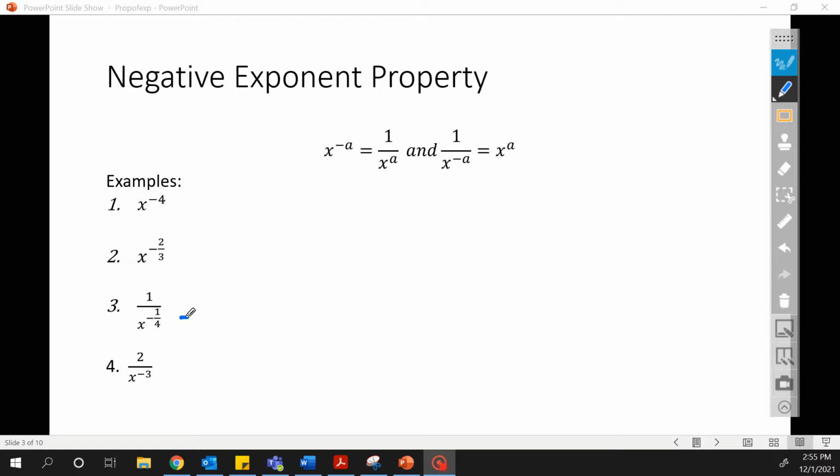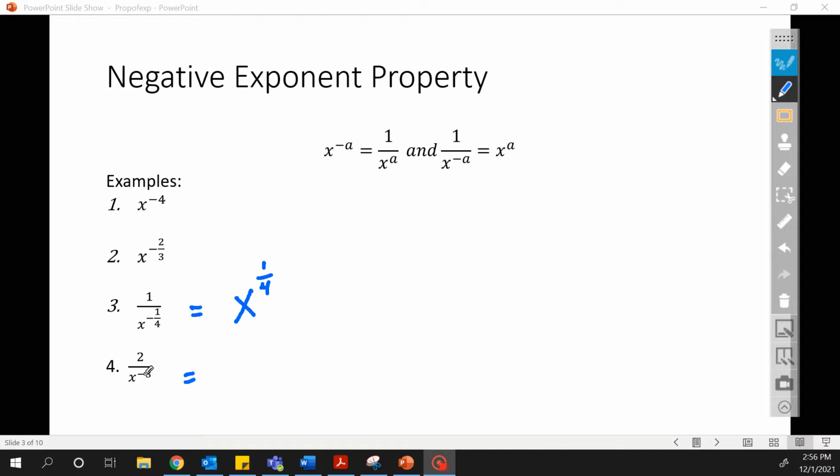For number 3, 1 over x to the negative 1/4 power. Well, this is in the denominator, but it has a negative exponent. So if I want to make it positive, I need to bring it up to the numerator. So x to the 1/4, now with a positive exponent, is in the numerator. I don't have anything left in the denominator because this came up, so I'm not going to write anything in the denominator. So this simplifies to x to the 1/4.